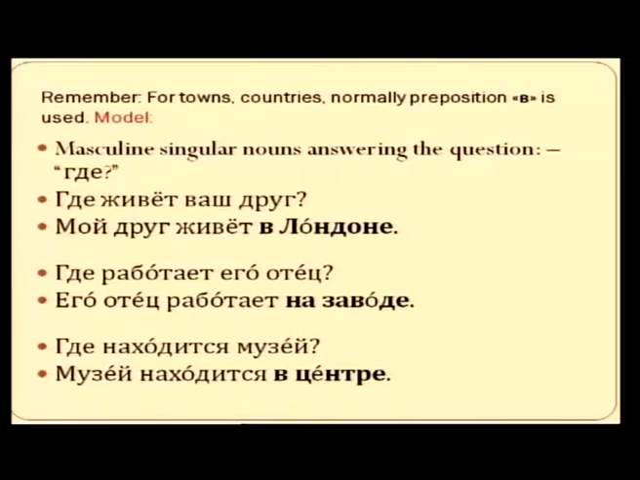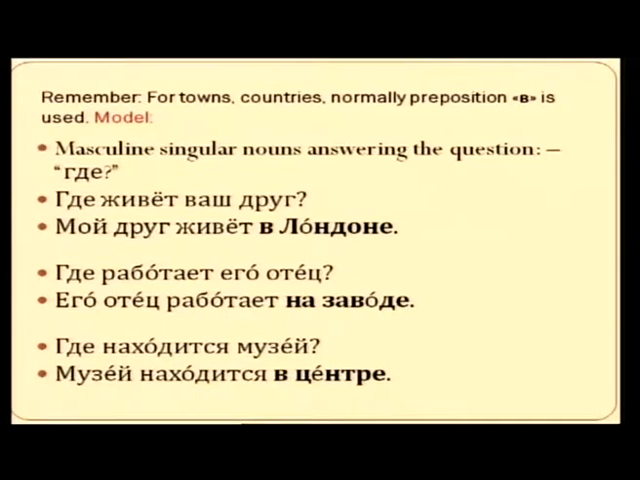Где находится музей? Музей находится в центре. Here we have used the question где and the verb находится. Где находится музей? Музей means museum, and where is it situated? Here we are saying that музей находится в центре. The preposition в has been used.